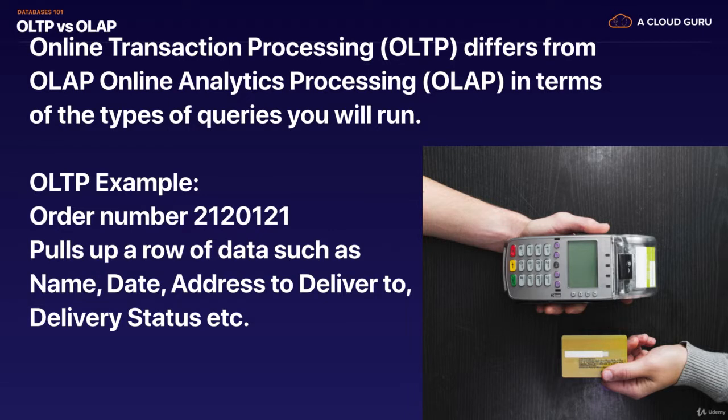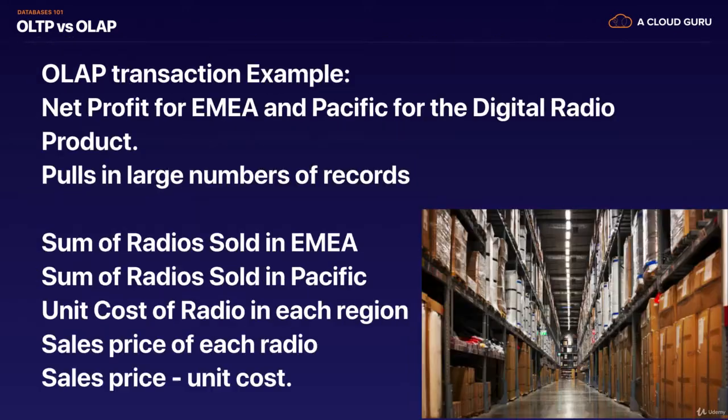Before we look at Amazon's solution to data warehousing, I just want to compare online transaction processing versus online analytics processing. Online transaction processing differs from online analytics processing in terms of the types of queries that you run. So let's look at an online transaction processing example, or OLTP example. Say I want to find a specific order, say it's 2120121. I basically run a query saying, hey, select order number 2120121. And this is going to pull up a row of data. This might have things like my name, my date, my address to deliver to, the delivery status, etc.